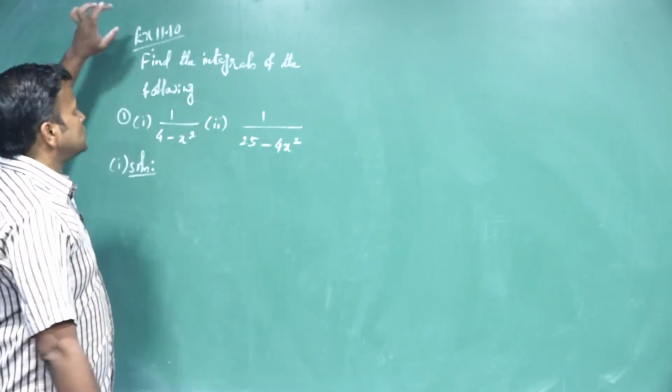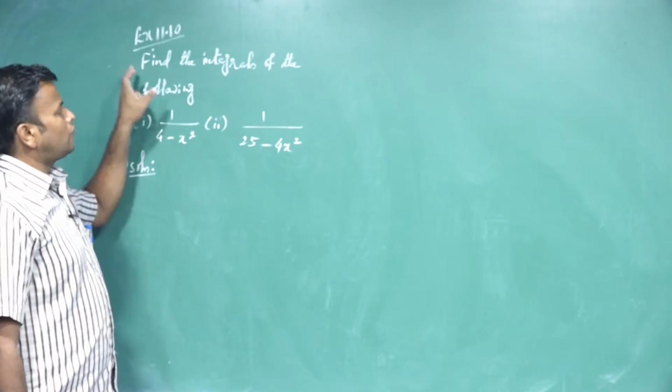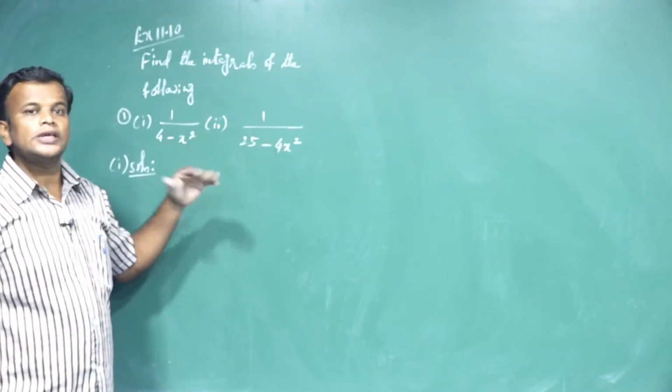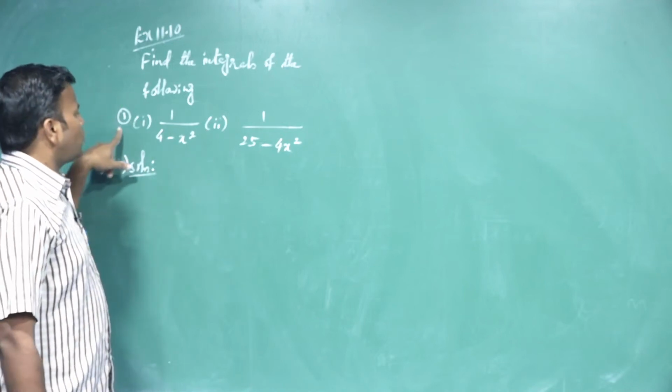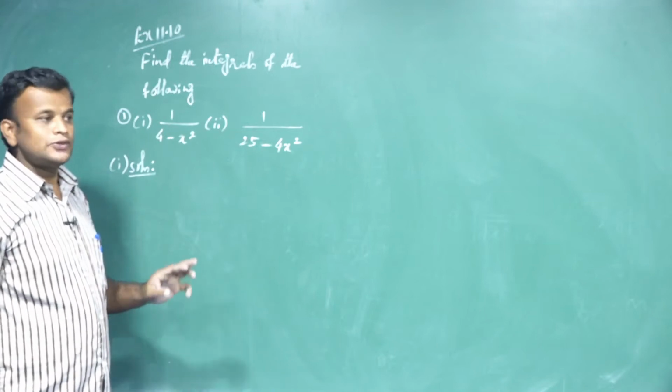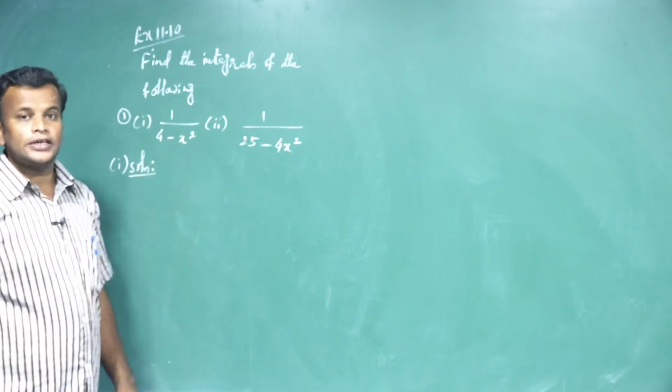Okay, now this is the sum in exercise 11.10. Find the integrals of the following. Four sums are there, each with a first and second subdivision. First we try the first one. This is the sum 1 divided by 4 minus x square.